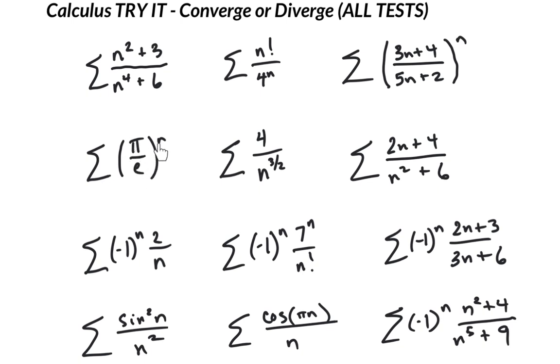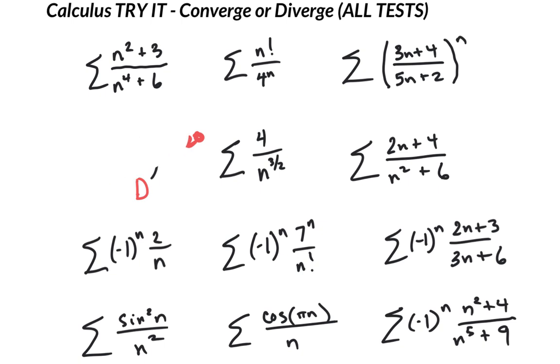Whenever you have a number to the nth power, and pi over e, despite what it looks like, is a number to the nth, this is a geometric series. So I'm just going to put a little geometric right there. And for a geometric series, the number raised to the nth has to be between -1 and 1 to converge. And of course, this isn't. Pi over e is bigger than 1. This will diverge.